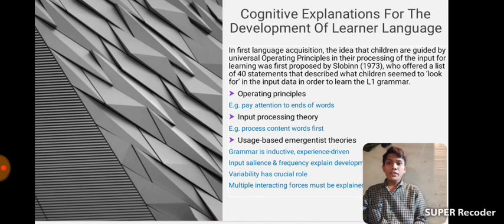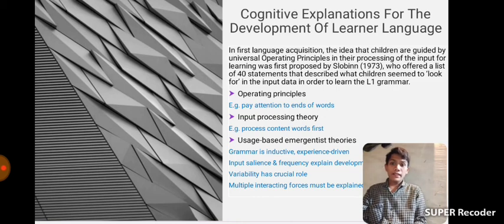Cognitive explanation for the development of learner language. In first language acquisition, the idea that children are guided by universal operating principles in their processing of the input for learning was first brought by Slobin. The average list of 40 statements describes what children seem to look for in the input data in order to learn the L1 grammar. Here, those are operating principles. Example given: pay attention to ends of words.